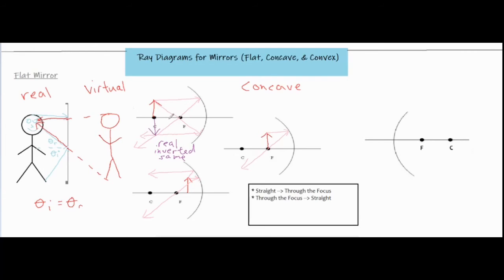If it was a little closer or farther, it would still be real and inverted. But it's just going to end up being a little bit smaller or larger depending on where you slide that image. Okay, for our middle case here, it looks like it's not done because there is no image.